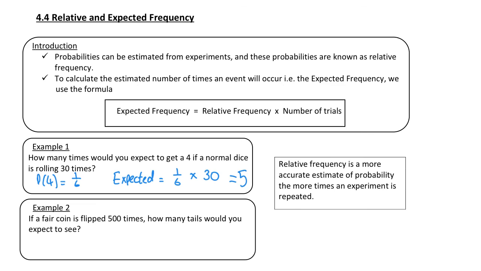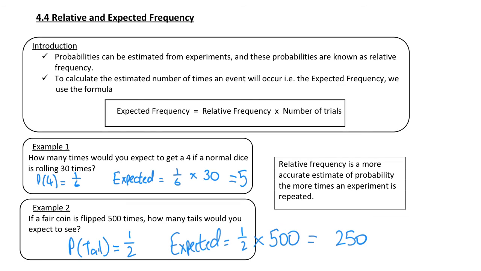Example 2: a fair coin is flipped 500 times. How many tails would you expect to see? So the probability of a tail is 1/2. So the expected number is going to be the relative frequency, or the probability, which is 1/2, multiplied by the number of trials. So we're doing this 500 times. So 1/2 of 500 is 250. So we'd expect to see 250 tails, and we'd expect to see 250 heads.